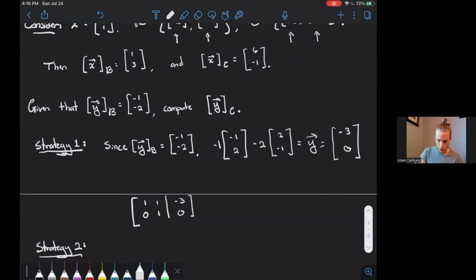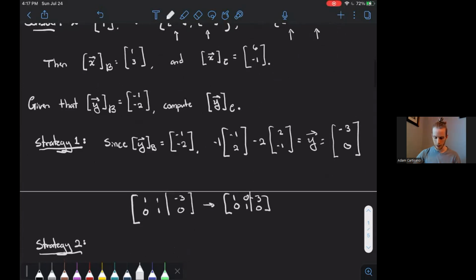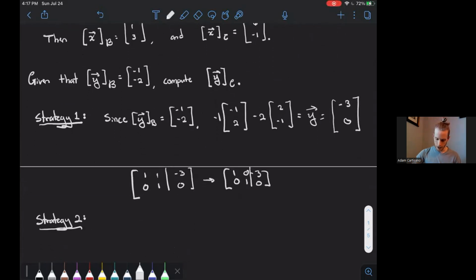Okay, and when you do this row reduction, it's a very easy row reduction. In fact, just subtract the bottom row from the top row, and you end up with 1, 0, 0, 1, -3, 0, which tells us that the coefficient on the first vector in C should be -3, and the coefficient on the second vector should be 0. Now that makes sense because this is just a multiple of that first vector, 1, 0. It's -3 times it. So our conclusion is that the coordinate vector of y with respect to C is -3, 0.